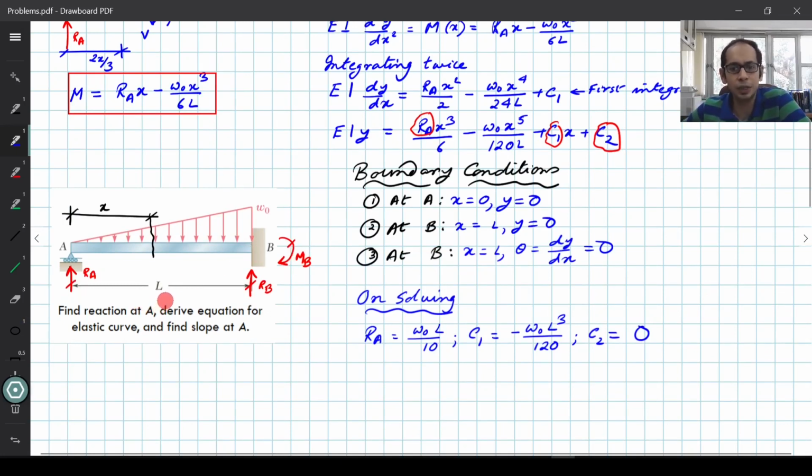Now if you want to find the other reactions, the problem does not ask you that. It is now very easy to do. You can use your regular equations of equilibrium, that is the vertical load equals 0 and moment about any of the points equals 0. Since RA is already known, you can easily find MB and RB. We are not going to do that here since the problem does not ask that.